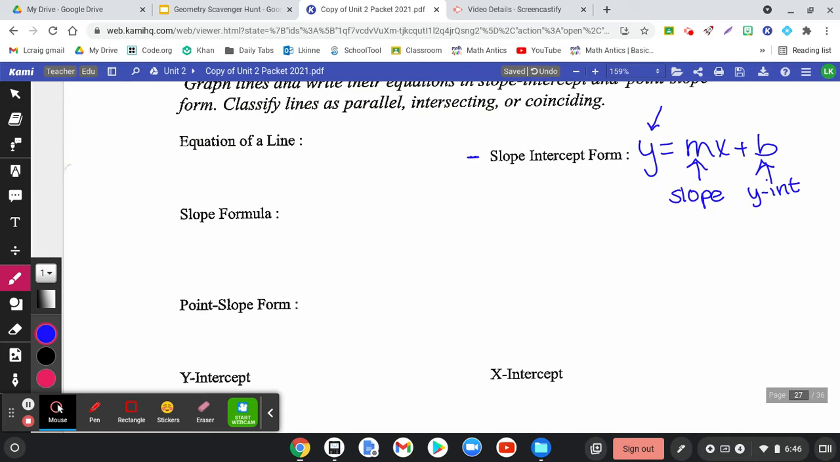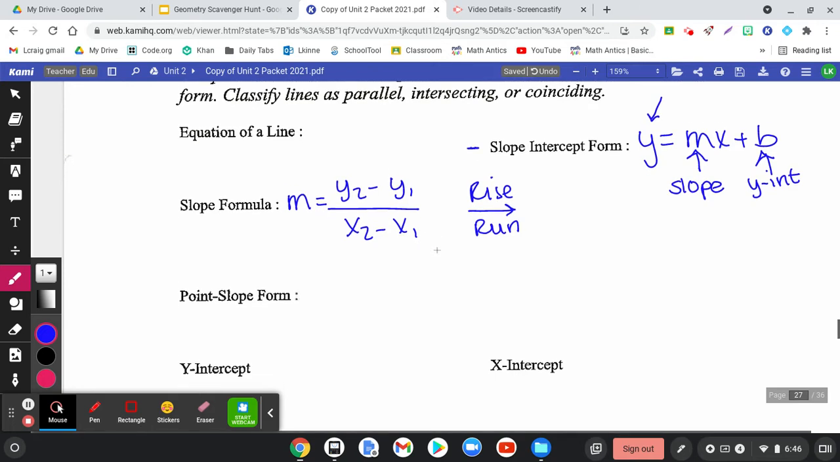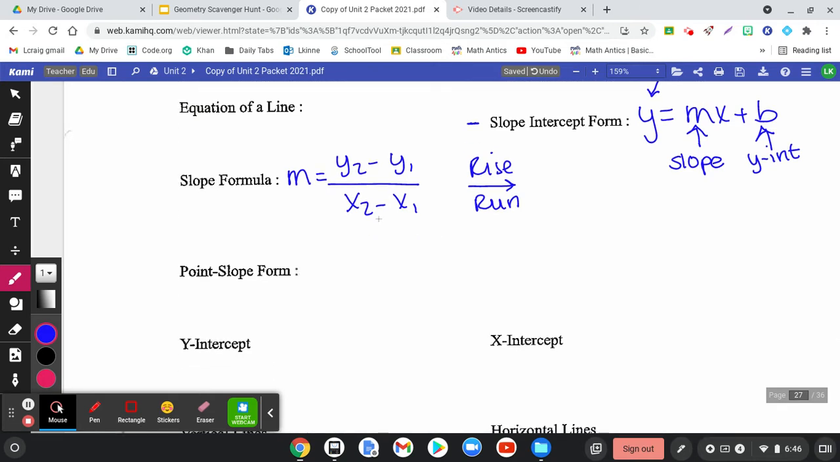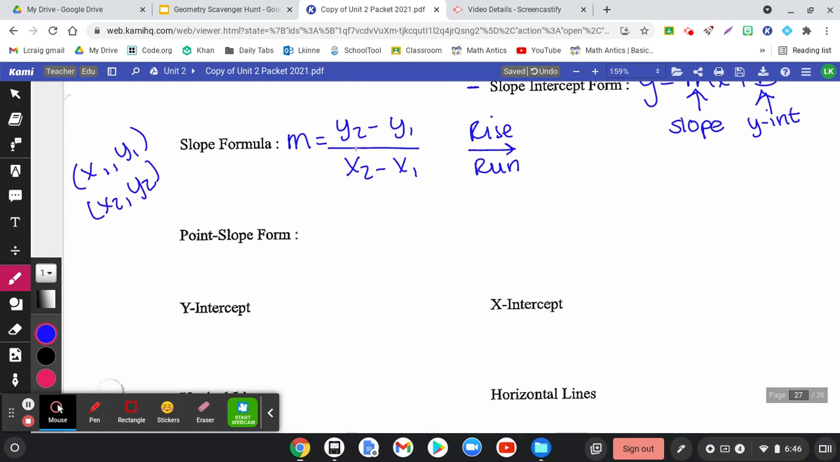If you don't have the slope, you'll need your slope formula. We use m equals because that's what represents the slope. y2 minus y1 over x2 minus x1. Or if you're on a graph, it would be rise over run, always going from left to right. The y2 and x2 are just parts of a point. So if you have the first point, x1, y1, and then the second point, x2, y2, it doesn't matter what order you go in. You could start with the first point or the second point, as long as you're consistent with the y's and your x's.